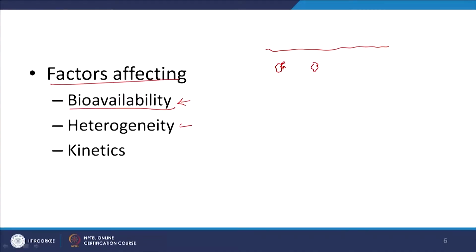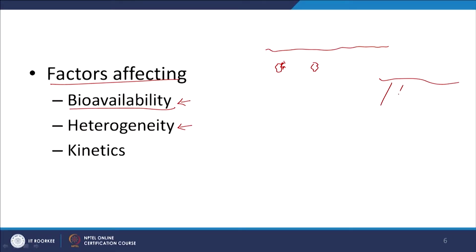So heterogeneity, right. Why is this important, or how is this important now? There are a number of variables out there in the site. So if this is my site, again side view, and if it's a homogeneous matrix, obviously it makes the job much easier for me.